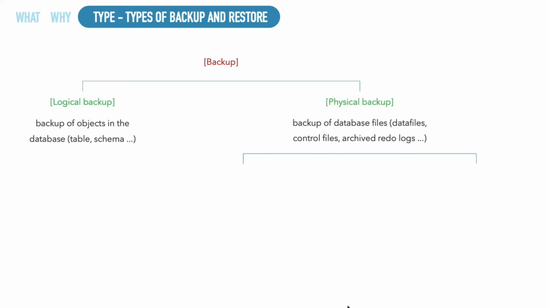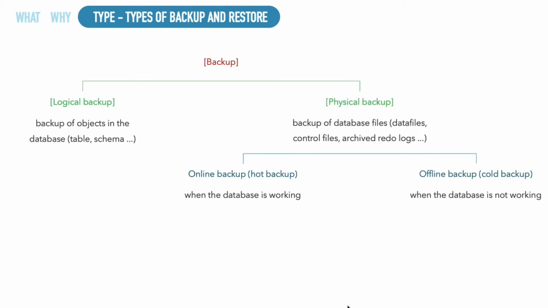First, online backup or hot backup is the backup when the database is working. Users can modify the database during a hot backup. Log files of changes made during the backup are saved, and the log changes are applied to synchronize the database and the backup copy. The next one is offline backup or cold backup. It is the backup when the database is not working.